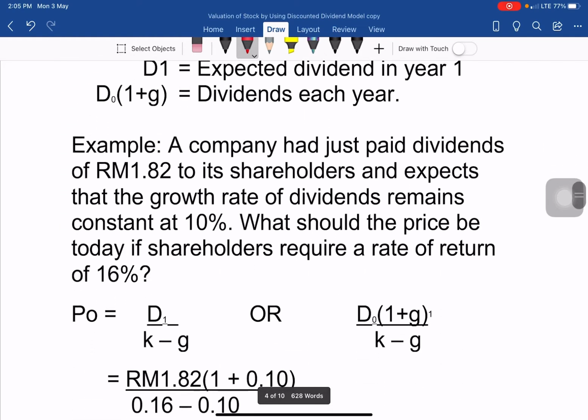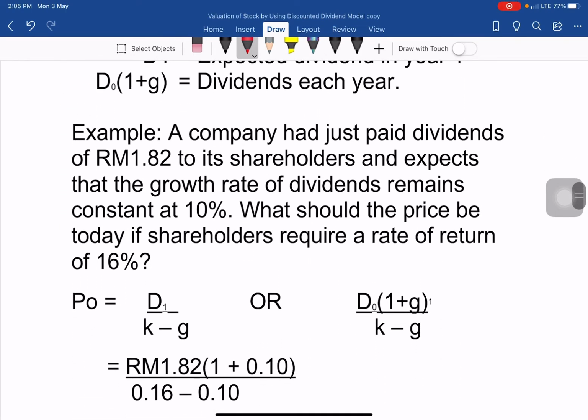Okay, so example: a company had just paid dividends of RM1.82. Because it says here had just paid, this is giving us the D0, RM1.82, to its shareholders, and expects that the growth rate of dividend remains constant. So this is the G. Okay, the growth is constant at 10%. So we know that this is case number 3, constant growth. Alright. What should be the price today if the shareholder required rate of return is 16%? So this is the K.